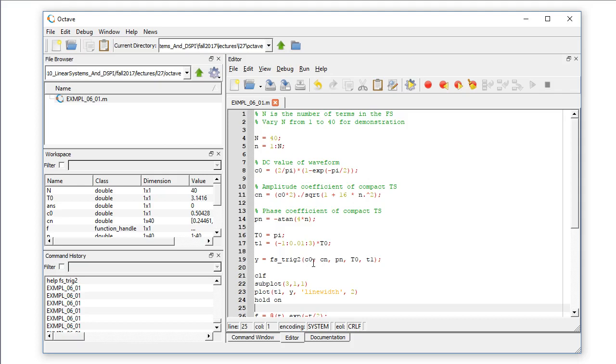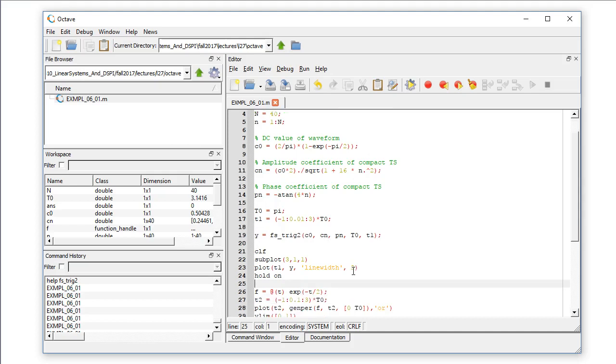I pass those into this FS Trig2, the C0 term, which is a constant. Cn is a vector, a 40 element vector, as is the phase angle. Also, what gets passed in here is the period of the waveform. In this case, it's pi. And then T1 is a vector of time points at which I want to evaluate the Fourier series. So this will return our approximation to the original function based on our Fourier series coefficients.